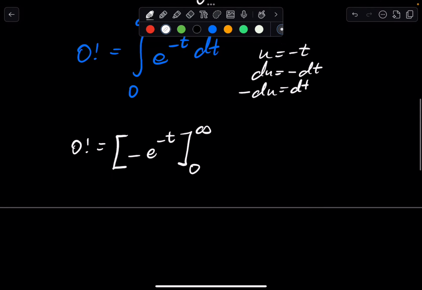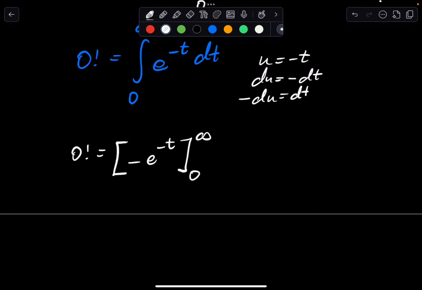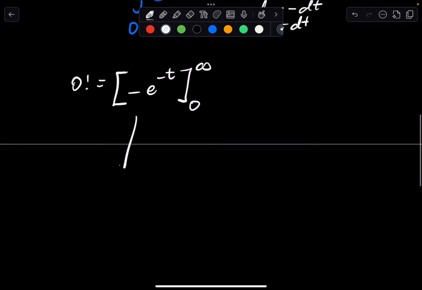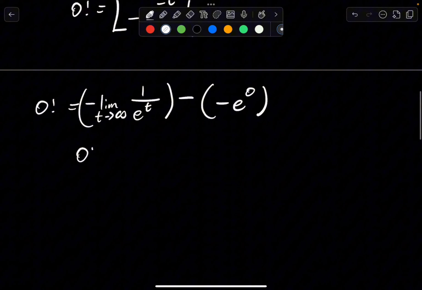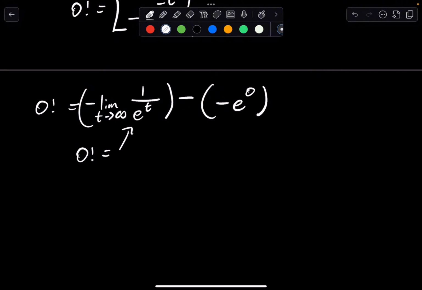So how are we going to solve this now? The key to doing this problem is just the limits. So to find this from 0 to infinity, we can say 0 factorial is equal to the limit as t approaches infinity of, I can move the negative outside, 1 over e to the t, because we have e to the negative t, and this is all minus, minus parentheses negative e to the 0. Simply like that.